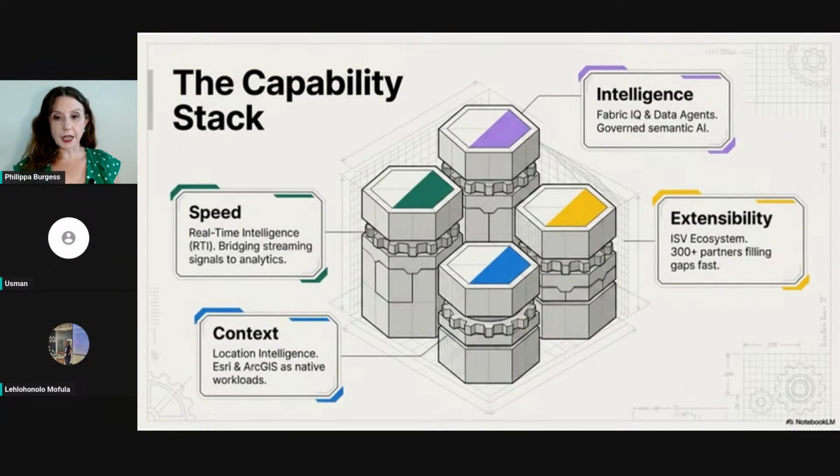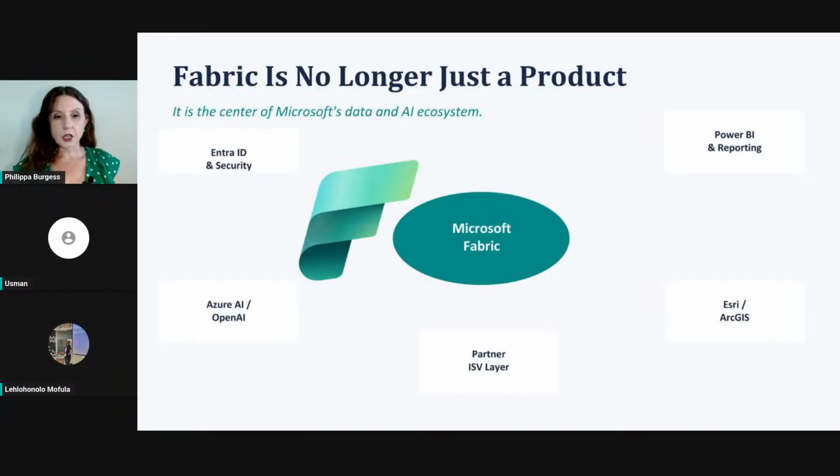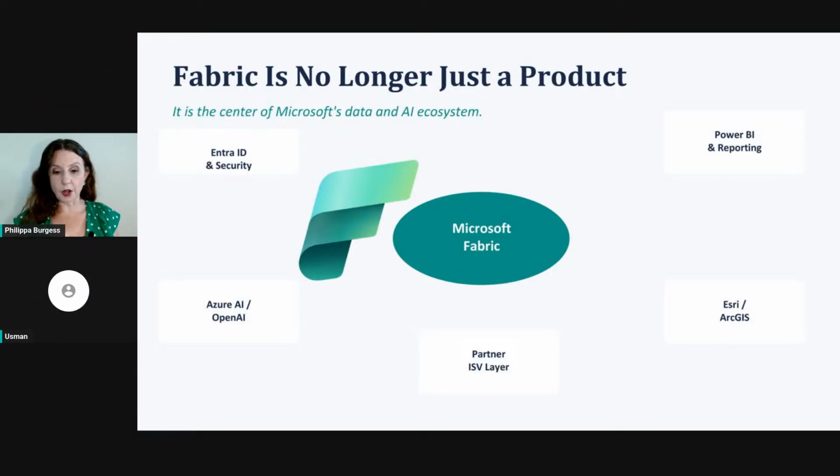And so the capability stack, now you have speed: real-time intelligence, bridging streaming signals to analytics. You've got context: location intelligence, Esri, ArcGIS as native workloads. You bring in the intelligence of Fabric IQ and data agents and governed semantic AI, and the extensibility of the ISV ecosystem. Again, 300 plus partners are filling those gaps fast. So there's a lot of extensibility that you can bring in. So Fabric is no longer just a product, it's the center of Microsoft's data and AI ecosystem, bringing in Entra ID and security, Azure AI and OpenAI, the partner and ISV layer, Power BI and reporting, Esri ArcGIS.